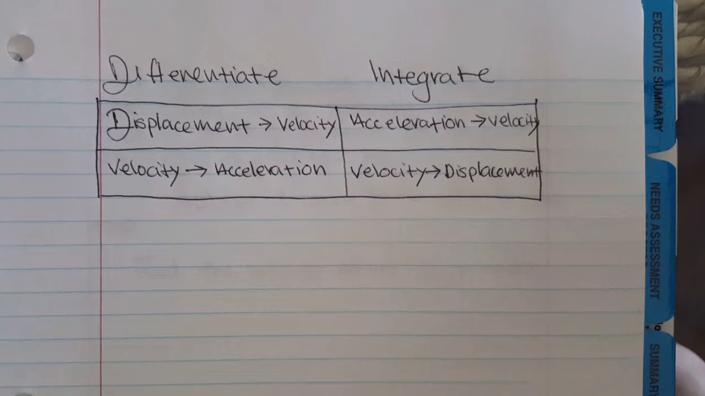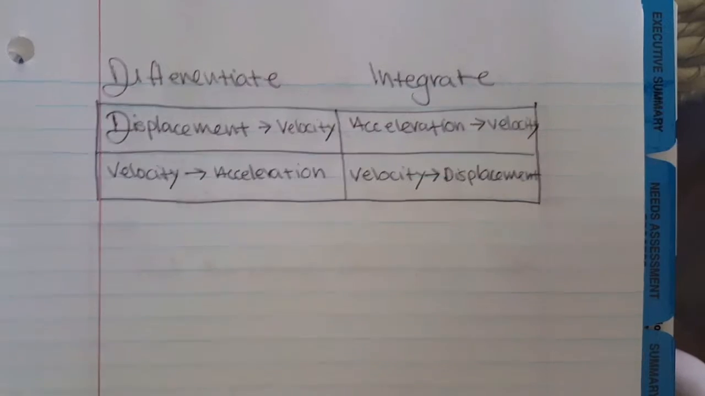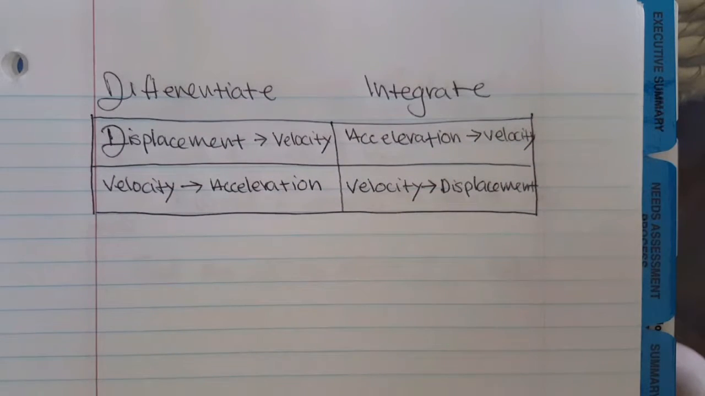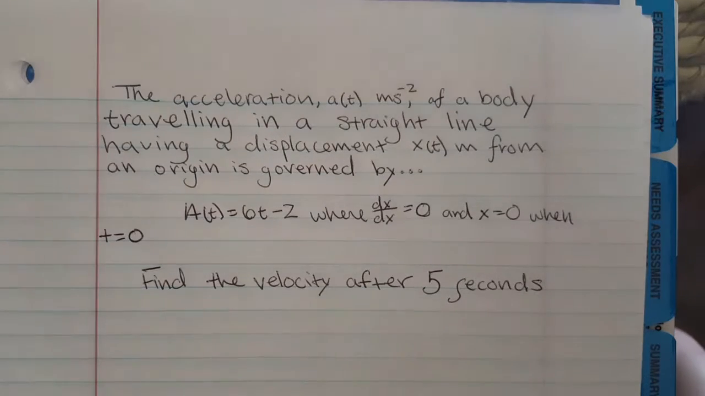And by definition, acceleration is the first derivative of velocity with respect to time. Alright, so now let's suppose you were given an acceleration equation and you needed to find the velocity. Here will be our example problem.